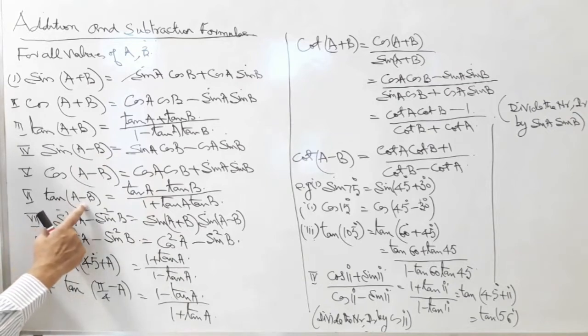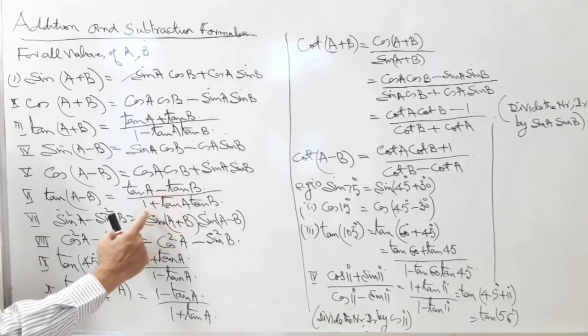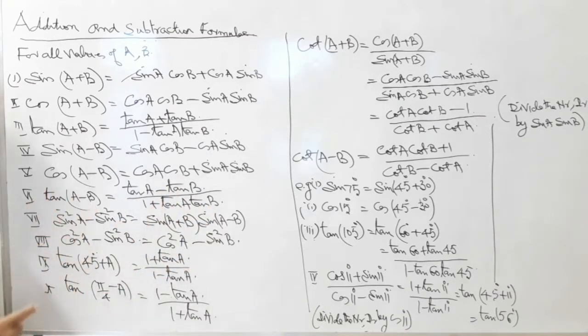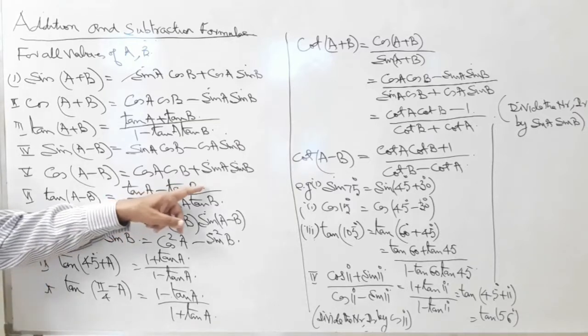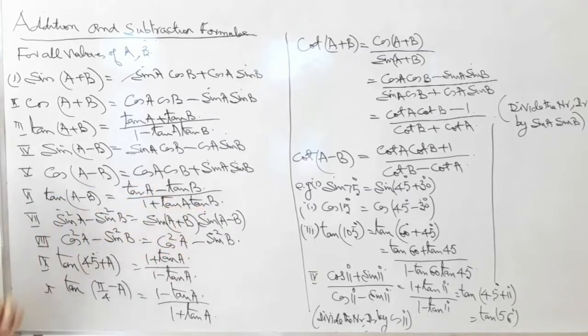Tangent(A minus B): tan A minus tan B over 1 plus tan A tan B. Check please, tan(A minus B) is tan A minus tan B over 1 plus tan A tan B.